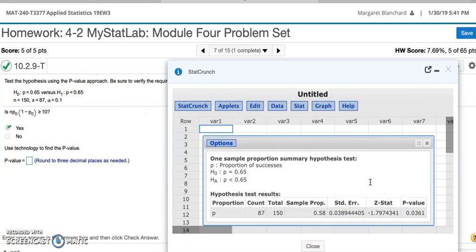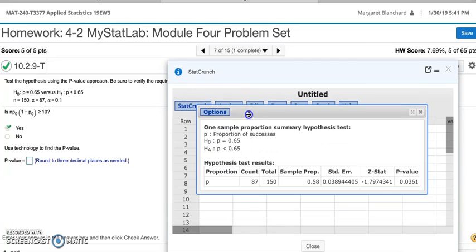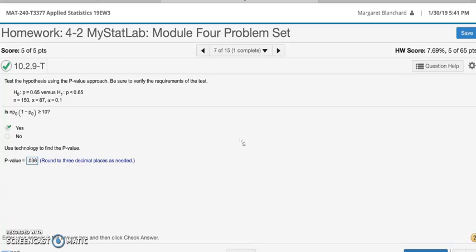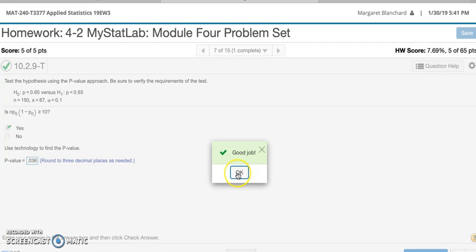Once you click compute, that brings up this new table. As you can see here, we're looking at the proportion. It gives us our X, our N, our sample proportion that's based on the data, and then it gives us our standard error, z-stat, and right now what we're looking at is our p-value. This one says to round to 3 decimal places, so that's going to give us 0.036. Let's go ahead and minimize that. Check answer. Good job.